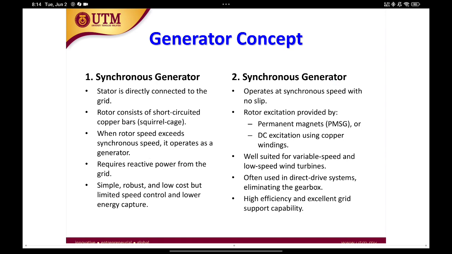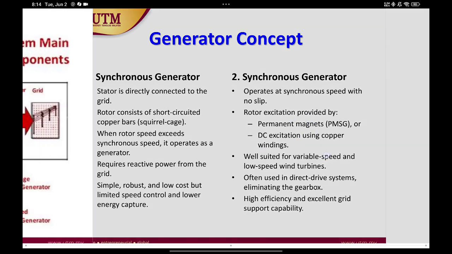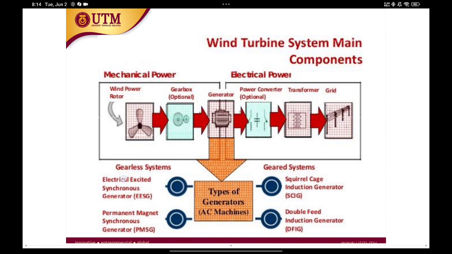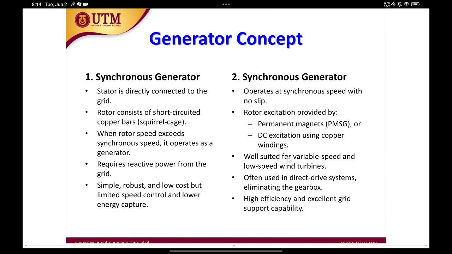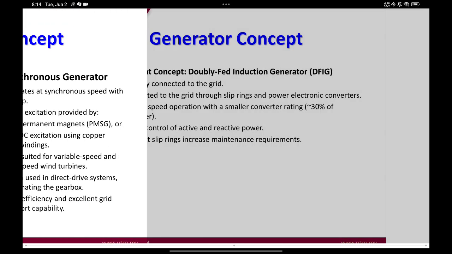Next, the synchronous. So this is the asynchronous, and this is the synchronous. A synchronous generator operates at synchronous speed with no slip, while this one has slip. The rotor excitation is provided by permanent magnet or DC excited copper winding. This one you have to excite the rotor, and a permanent magnet of course needs no excitation. Based on this, it is well suited for variable speed and low speed wind turbines, often used in direct drive systems, eliminating the gearbox, with high efficiency and excellent grid support capability.